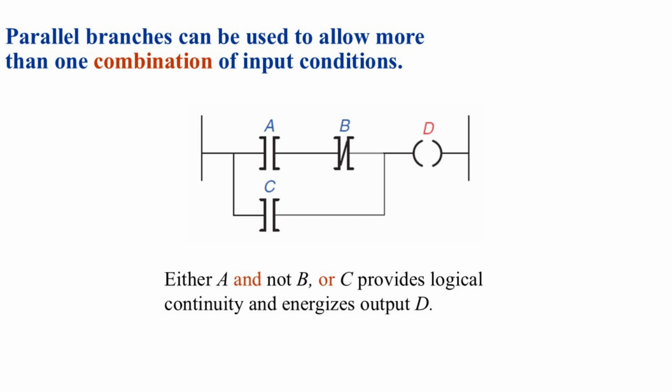Input A is in series with B, and a parallel branch contains C, giving two ways to energize D. The top path is true when A is on and B is off, while the lower path is true when C is on. This allows the output to activate under different conditions, such as automatic operation through one set of inputs or manual control through another, making ladder logic versatile for real-world systems.